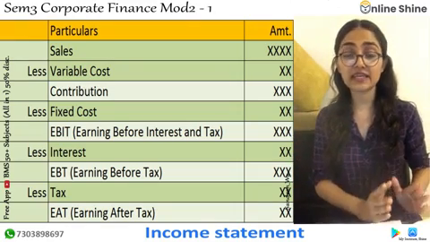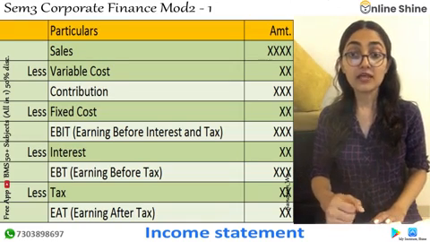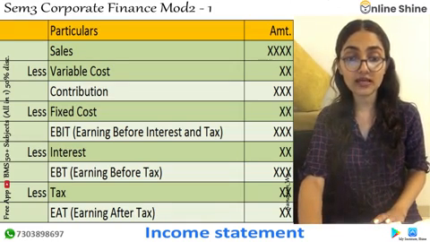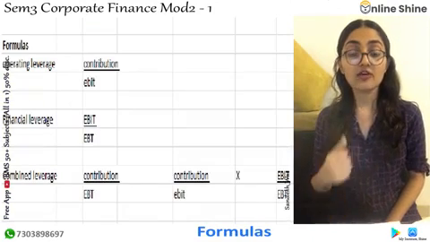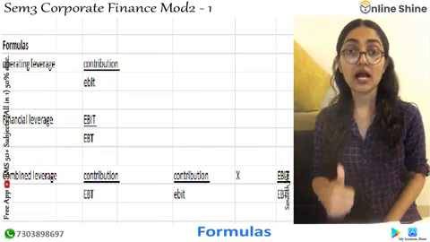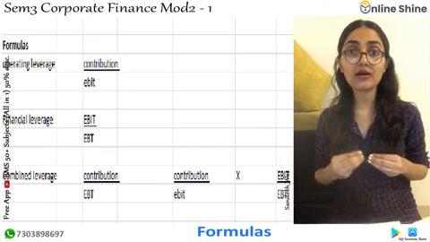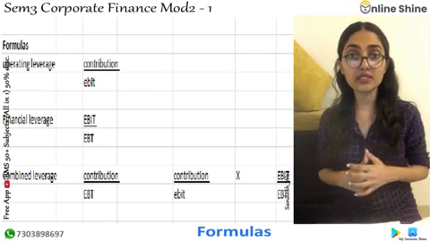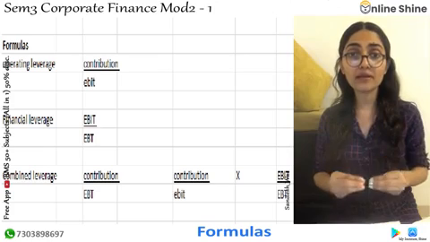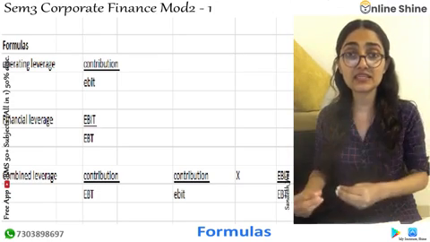Now we will see the second part. In the second part you have three formulas. Which are those three formulas? We will do that. First is operating leverage. Under operating leverage, see, operating matlab kya? It is relating to operations. It is related to day-to-day activities. So always remember, operating leverage is related to operations, related to business.